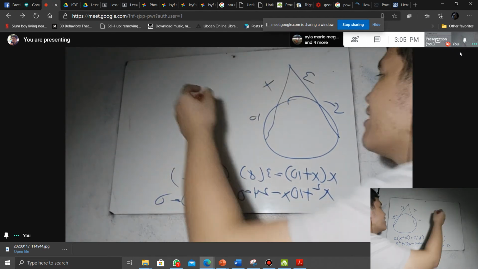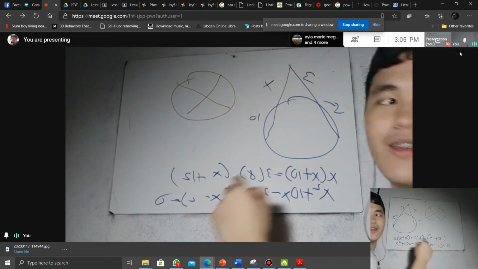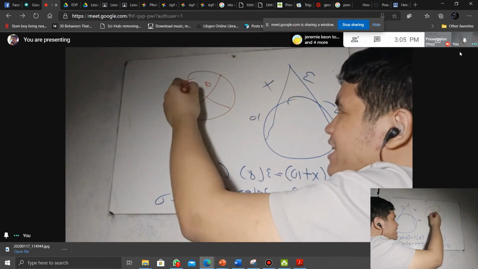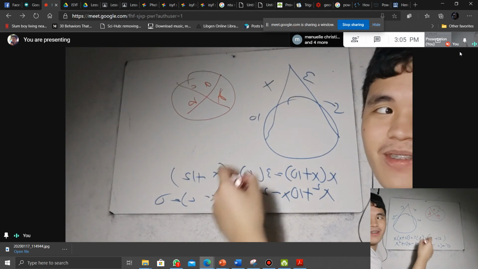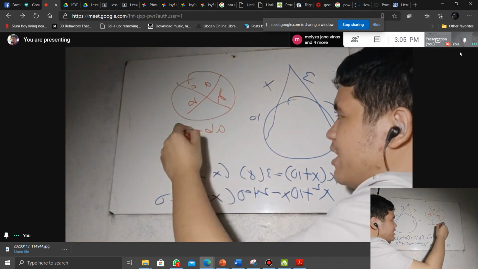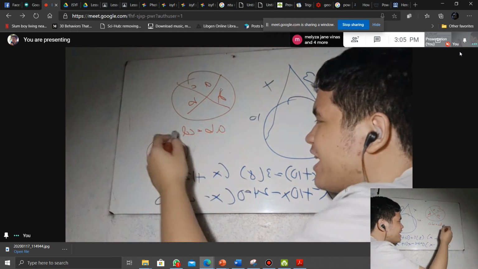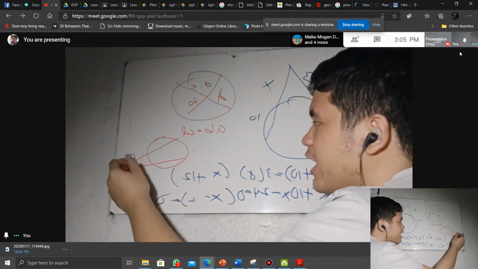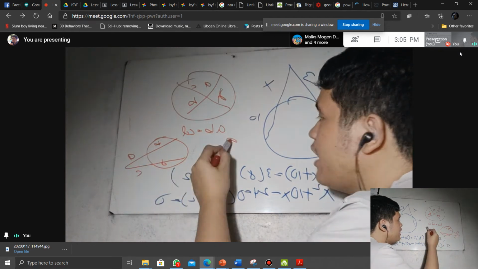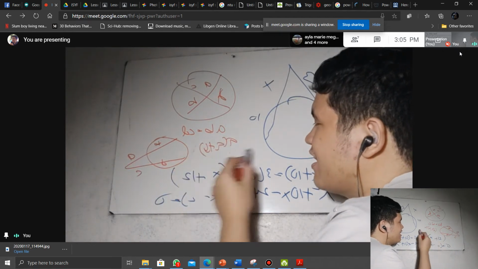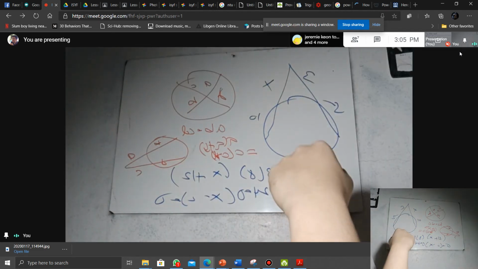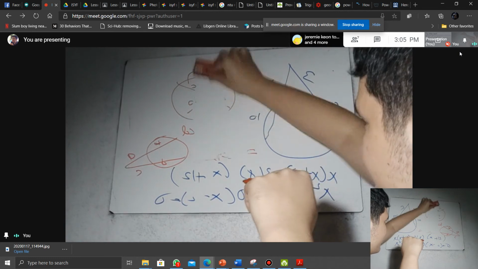Kapag ganito, example, ganyan, no? Tapos, ito may lengths na A, B, C, D. Pag sa loob nag-intersect yung chords, AB equals CD. Tapos pag sa labas naman, A, B, C, D: A times A plus B equals C times C plus D. Remember, wag malito sa formula. Okay? Sige, now let's discuss yung ating item dito.